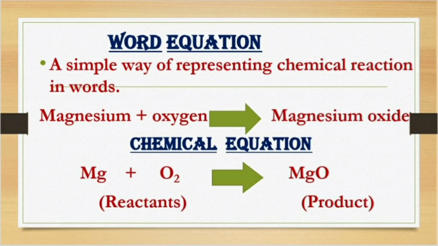A simple way of representing a chemical reaction in words is known as word equation. For example, magnesium reacts with oxygen gives magnesium oxide.